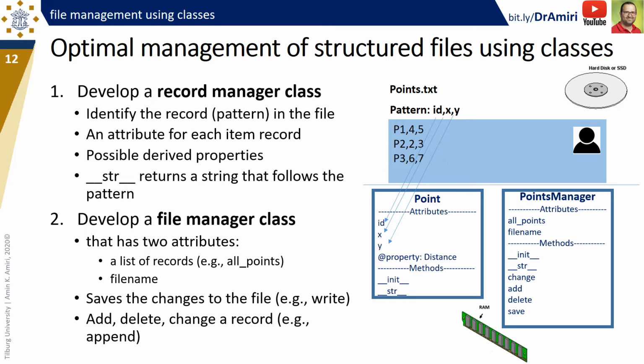And if you can come up with some properties that can be derived from those attributes, and you know that the user may want them, then you can identify those properties and add them. So in this case, for example, we want to know the distance of the point from the origin. So I can add a property called distance.